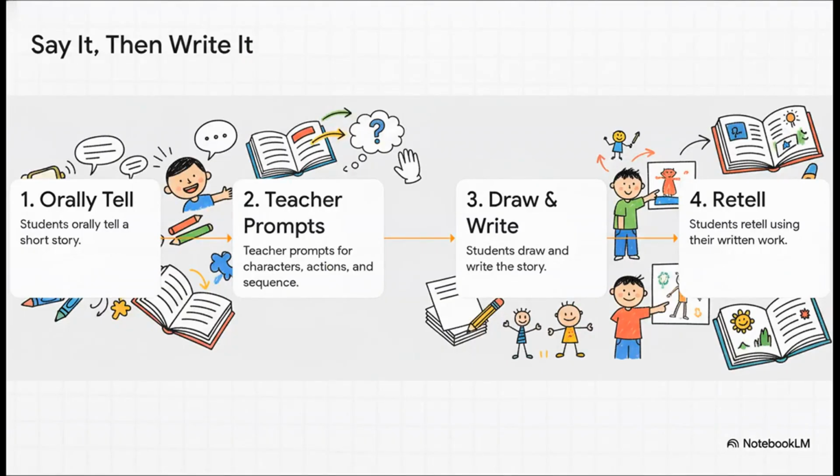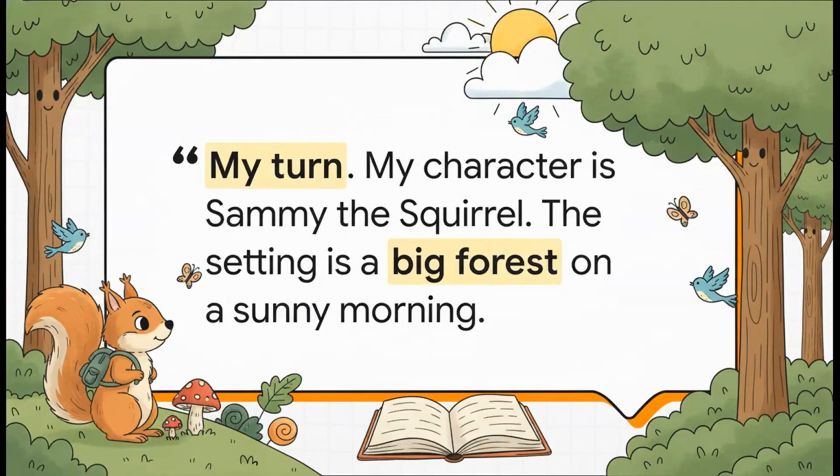Step 1. The student just talks. They tell you their story. As they talk, we're listening and asking questions to make sure they have all the parts. Then, and only then, do they draw and write it. And finally, they use what they made to retell the story one more time. It's a beautiful cycle. So our modeling language has to be super explicit.